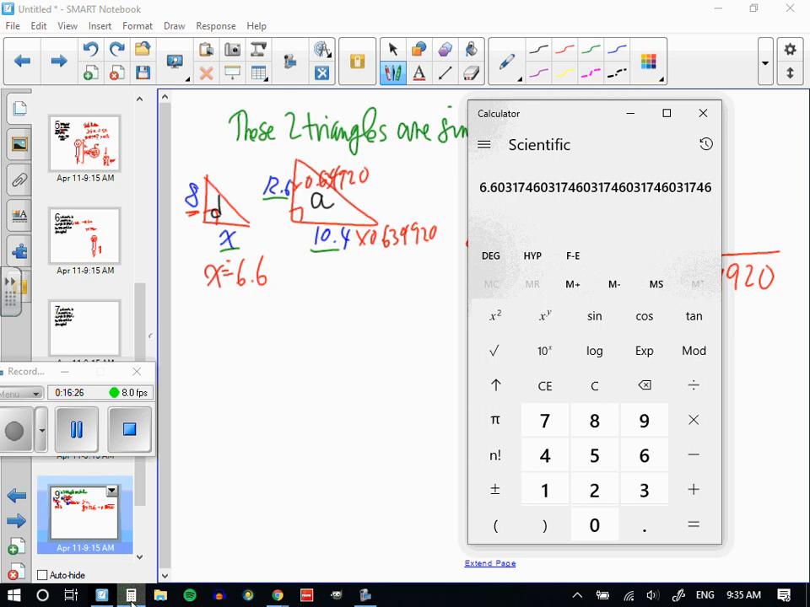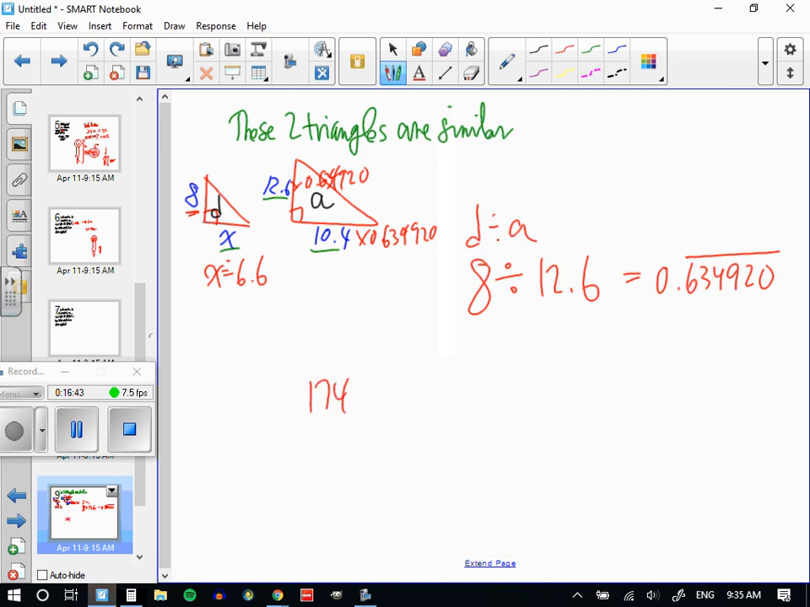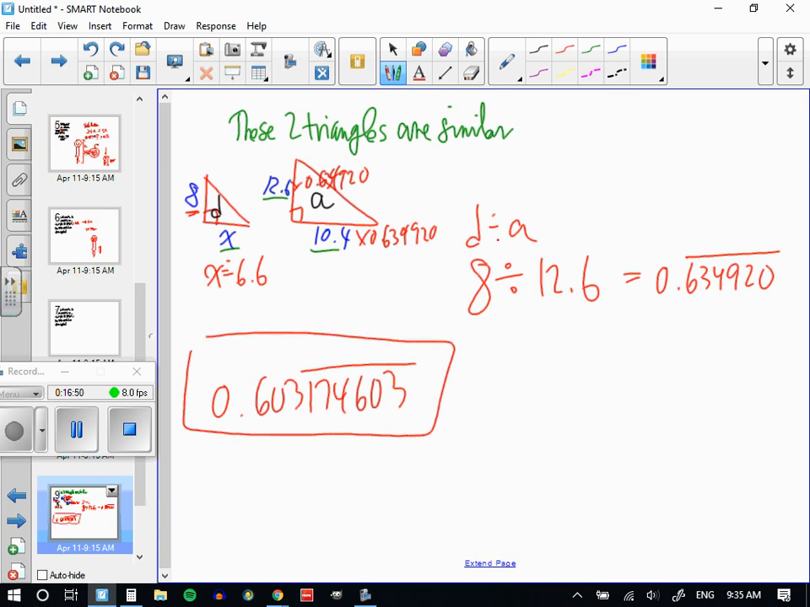And I think we have a repeating pattern. So 603 is there, and then it goes 174603. So technically, 174603. Okay, so it's 174603. So it's 603 here, and then that's this. So there is the actual value of x if you want to write it exactly: 6.603, 174603 repeats to infinity.